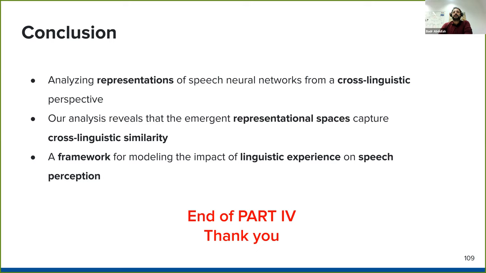And in the second case study, I showed that the representational similarity analysis framework, when it comes to simulating the acoustic phonetic processing for word recognition, also captures some cross-linguistic similarity that corresponds to our intuitions. And so the last thing is that working with deep neural networks could provide a very promising framework for modeling the impact of linguistic experience on speech perception. And here we only tackled one aspect of linguistic experience, which is the native language, or the effect of L1 on how we process and perceive speech.